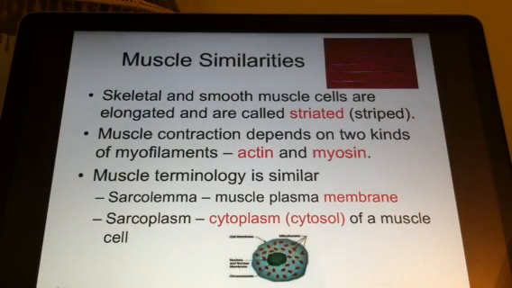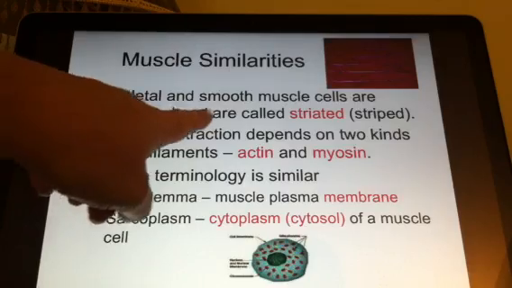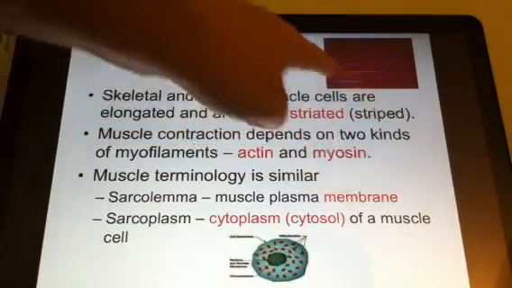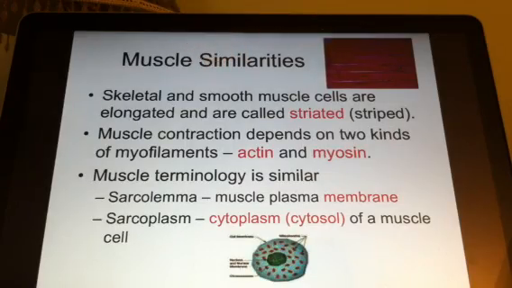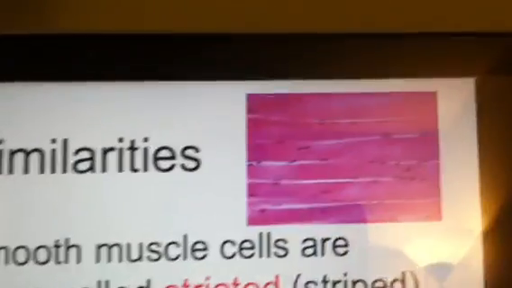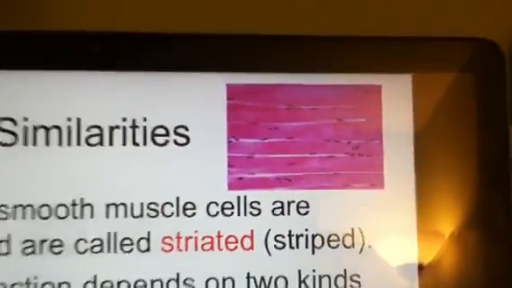In slide 5, muscle has a lot of different similarities. It doesn't matter if it's skeletal or cardiac or smooth or whatever. Particularly skeletal and smooth, they're elongated and they have what we call striations, also known as stripes. And this is skeletal muscle right here in this image that I popped on for you. I'm going to zoom in on it just a little bit so you can see it a little better, the lighting and everything. It's banded. Striped is a good way to say it.